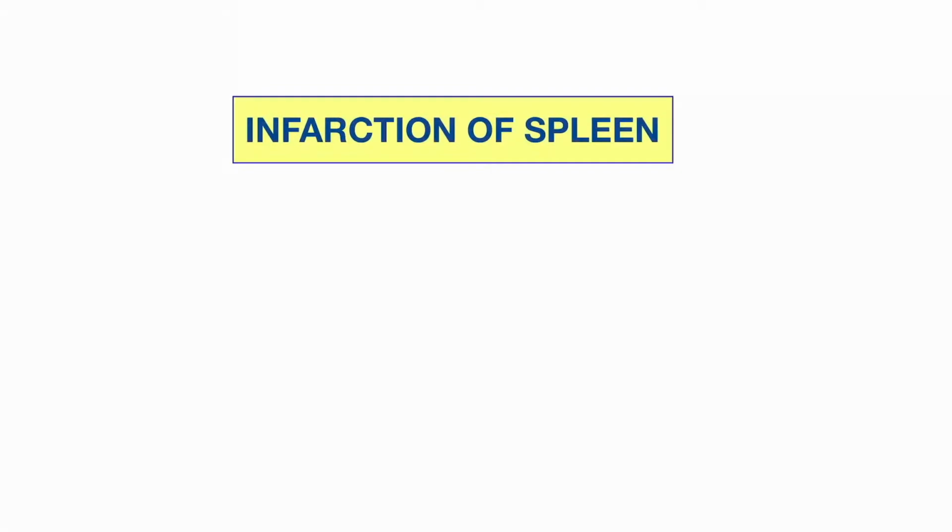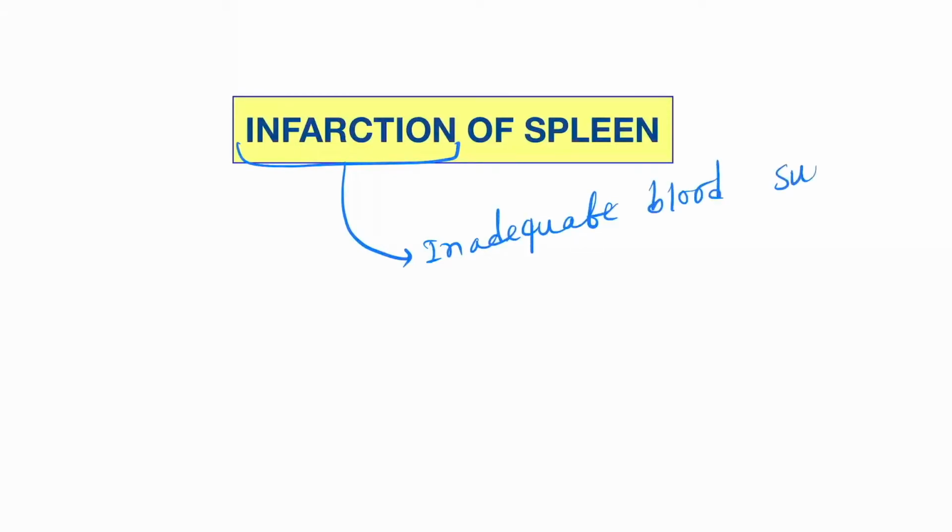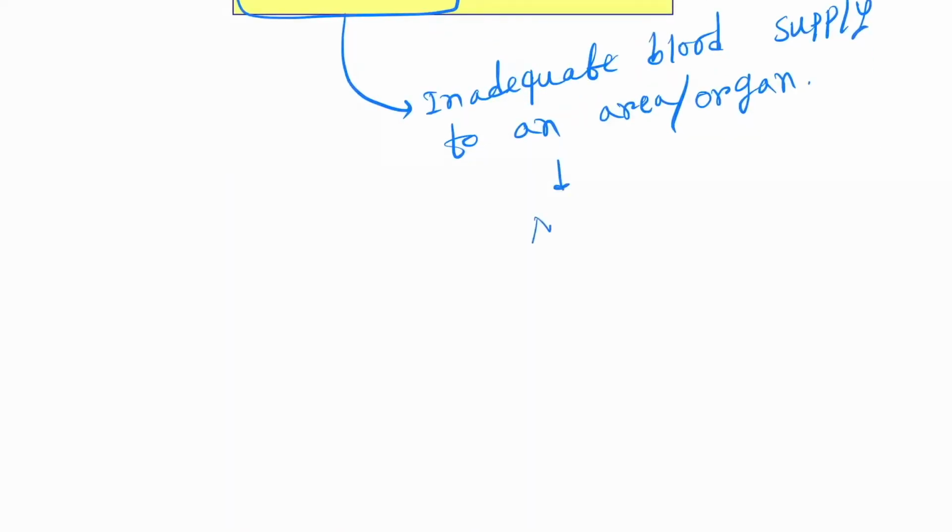Okay, so hello friends, today our topic is the infarction of spleen. So what is infarction? So understand this, infarction is inadequate blood supply to an area or organ. Okay, in case of spleen it will be an area, which leads to necrosis. Okay, this is infarction. Now understand in spleen.